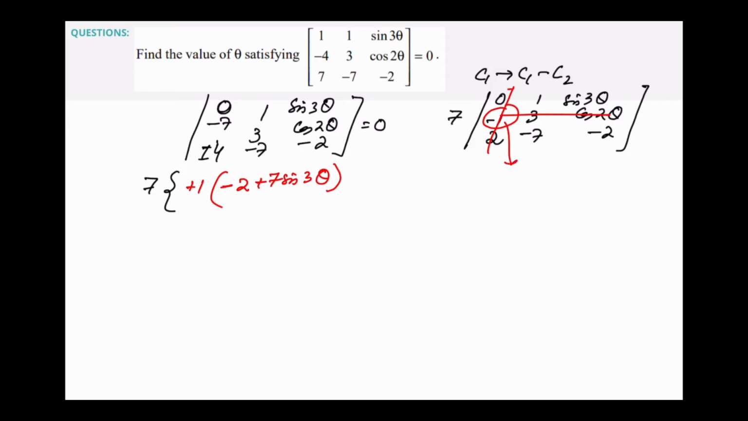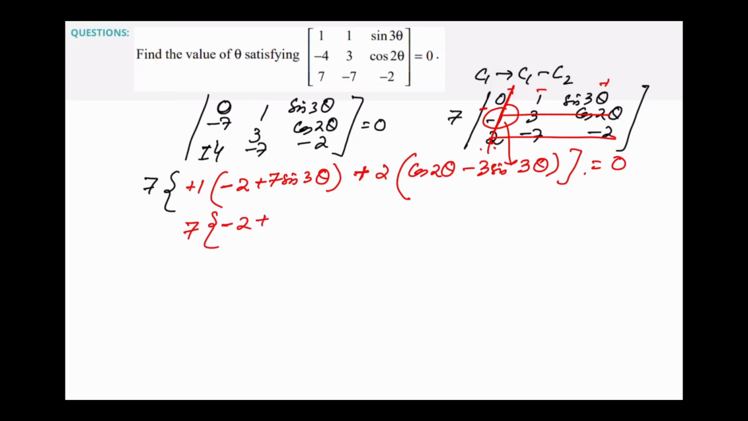Now this is what? Plus minus plus, then this is minus, so plus it became. And then here it will be what? 3, 1, so plus. 2 into, this row, this column, we leave it. So cos 2 theta minus 3 sine 3 theta. Correct, and that is equal to 0. So what do you get? 7 into minus 2 plus 7 sine 3 theta plus 2 cos 2 theta minus 6 sine 3 theta, is equal to 0.